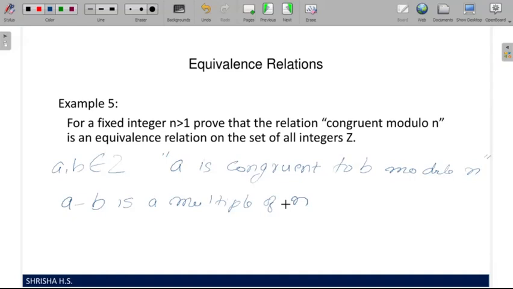So let's start, we have to prove whether it is an equivalence relation or not. So remember this one, a minus b is a multiple of n, or a minus b is nk, where k is that multiplying factor. Multiple of n means k is that multiplying factor. A minus b equal to nk, whether it is true or not, whether it is an equivalence relation or not, that we have to prove.